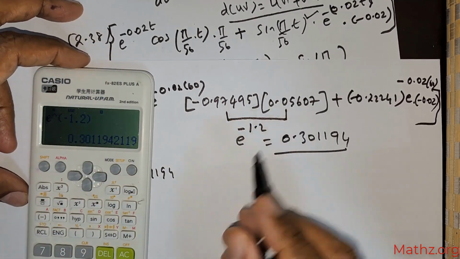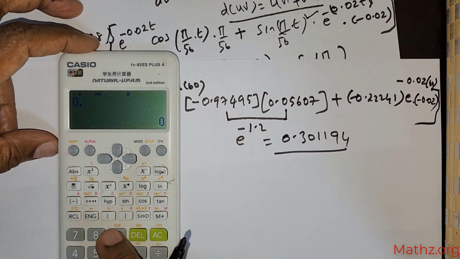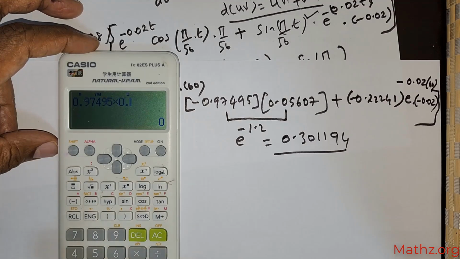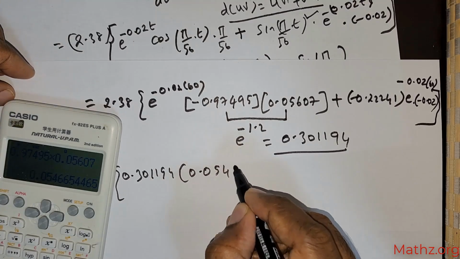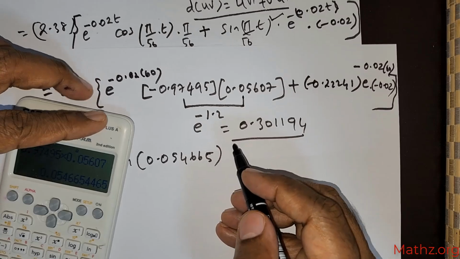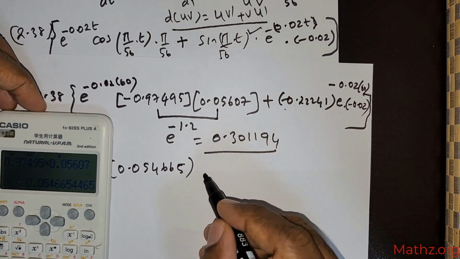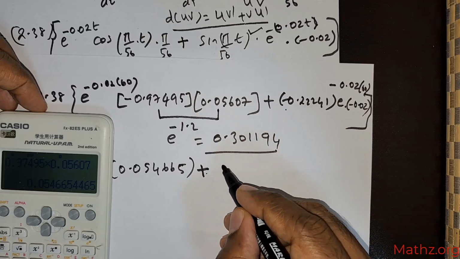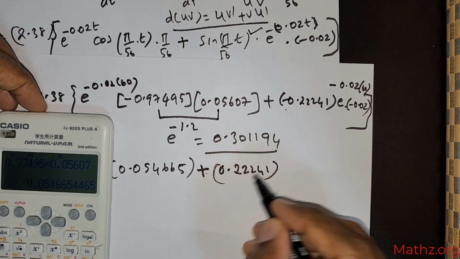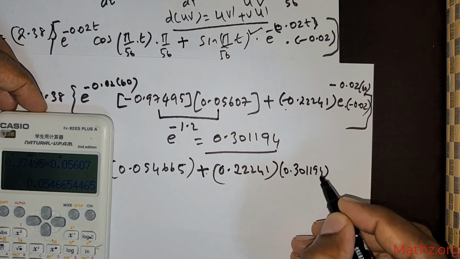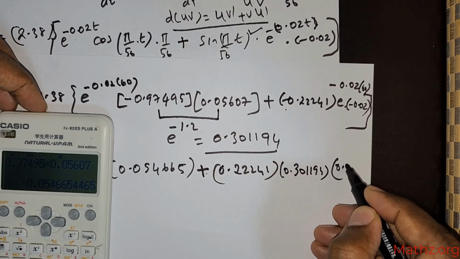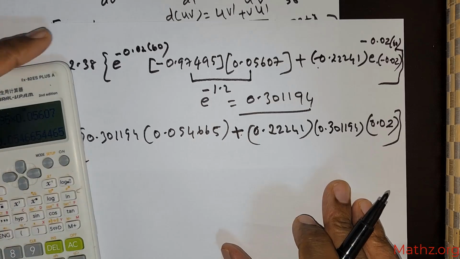Let me multiply this with this. So 0.97495 multiplied with 0.05607. This will give me a value of 0.054665, and then a negative and a negative, that's going to be positive. Now this is 0.2241, this is 0.301194 multiplied with 0.02. So this is what we have got.